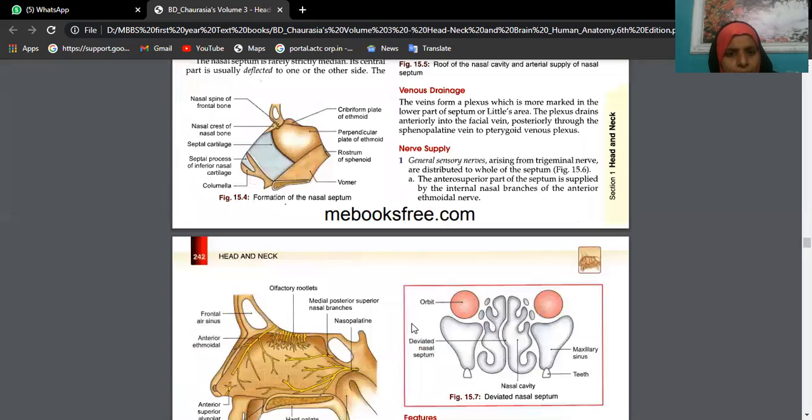So what are we finding? Perpendicular plate of ethmoid bone, vomer bone, septal cartilage, frontal bone, nasal spine, cribriform plate of ethmoid. Okay, beta? This has come for 2 marks. That means for you it will be for 3 marks. It is asking only bones, not even cartilage. Okay.